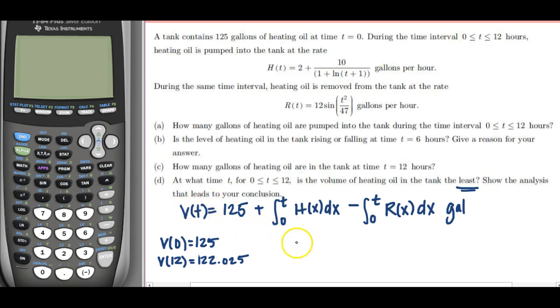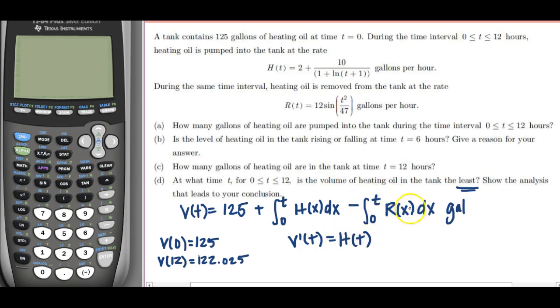So now it's a matter of finding critical points, which means taking the derivative of this volume function that we're trying to minimize. So we need V prime of t. So the derivative of 125 is 0. The derivative of this integral with an upper limit of integration of t, so we're taking d dt of the integral from 0 to t, which is just taking this t and substituting it into this x. So V prime of t is h of t.